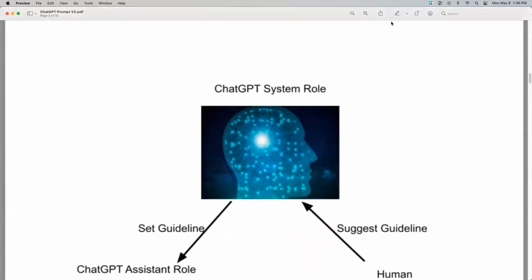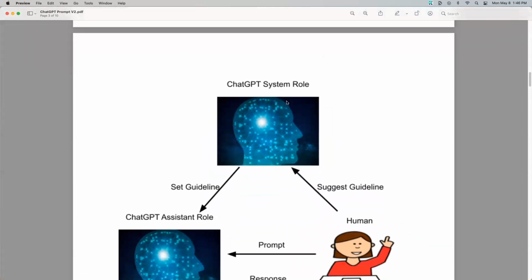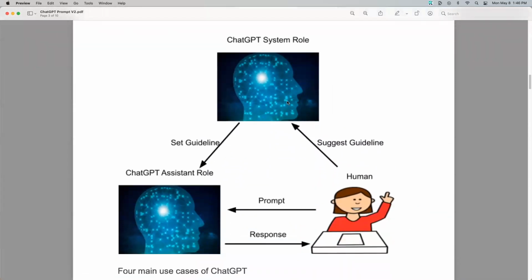Here's a diagram that depicts the three roles in ChatGPT interaction. A person asks a question to ChatGPT, and the answer coming from the ChatGPT in the assistant role gives the answers back. However, there is a ChatGPT system role. It sets the guideline for the ChatGPT assistant role to give the answers back. If you're using the API, you should be able to suggest the guideline for the ChatGPT to get back to you.